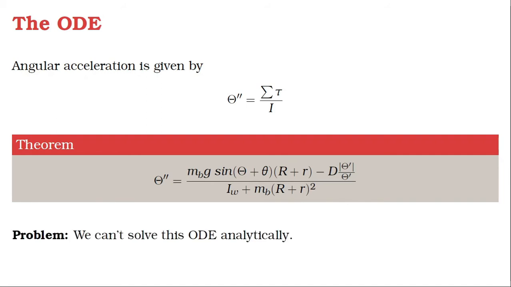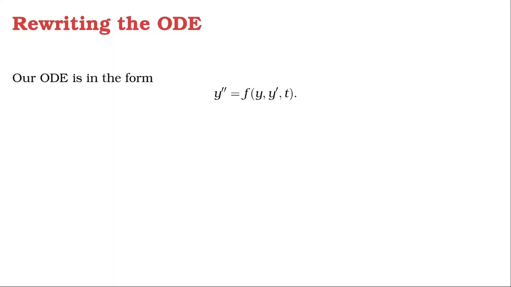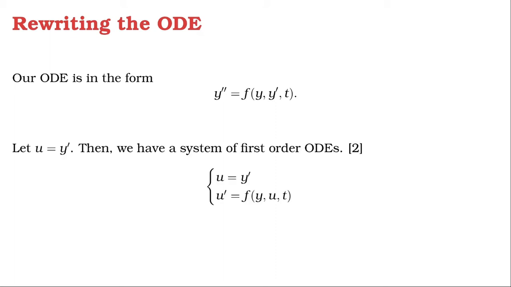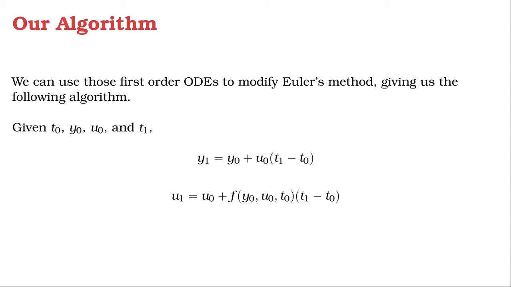Sadly, this differential equation cannot be solved analytically. In order to analyze this ODE, we need to use numerical methods. Right now, our ODE is in the form y double prime equals a function of y, y prime, and t. Let's simplify it by letting u equal y prime. That results in a system of first-order ODEs. We can use those first-order ODEs to modify Euler's method, giving us the following algorithm. If we have a t0, y0, u0, and t1, we can find the next y value using u0 as the slope, and the next u value using the function f as the slope.